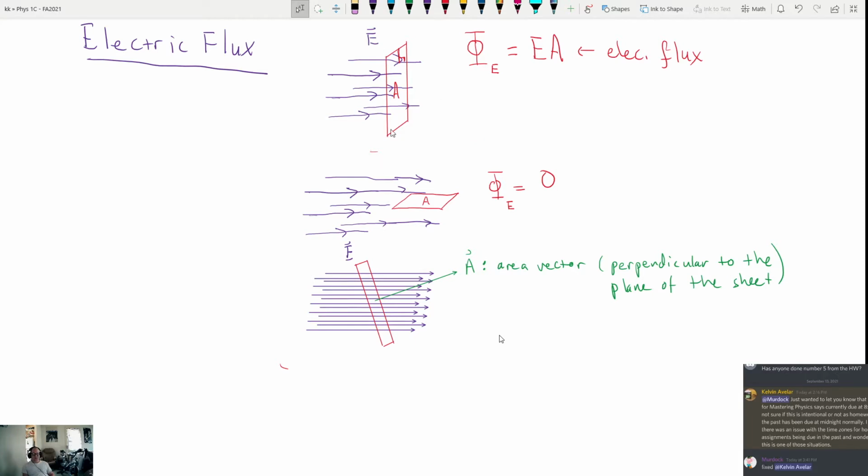And by the way, these sheets that I'm drawing in here, they're all kind of imaginary. They're not real objects. They're just imaginary surfaces through which we're going to describe the flux. I should have said that to begin with.